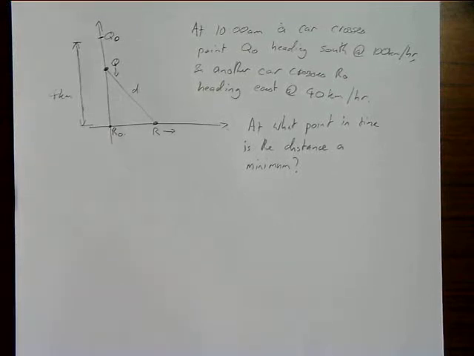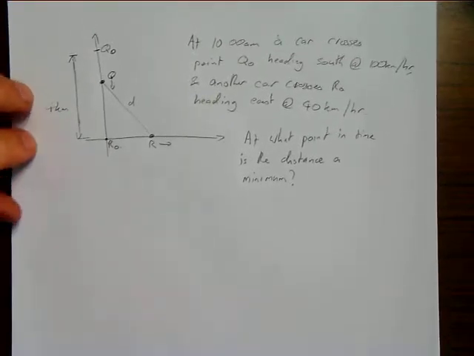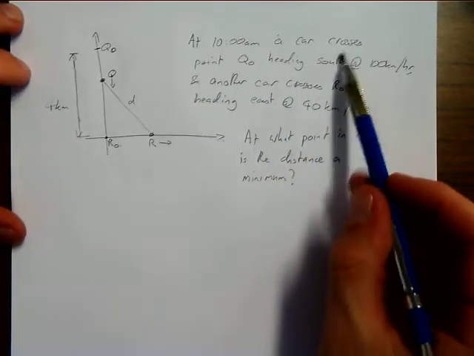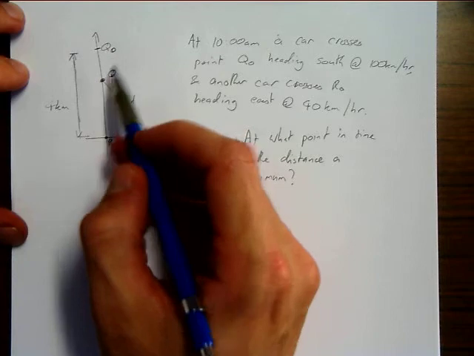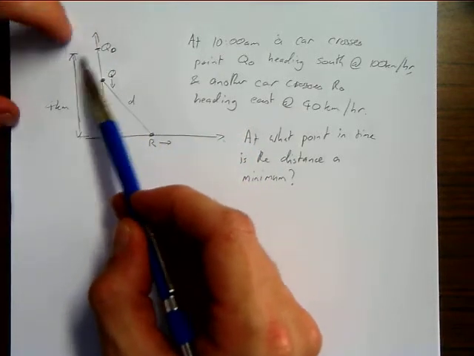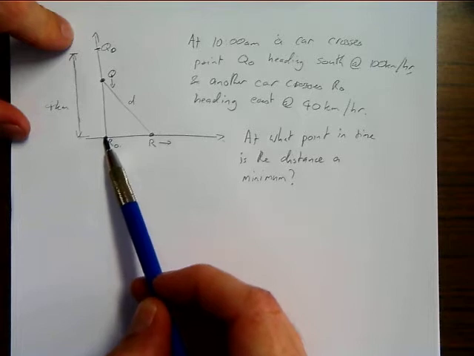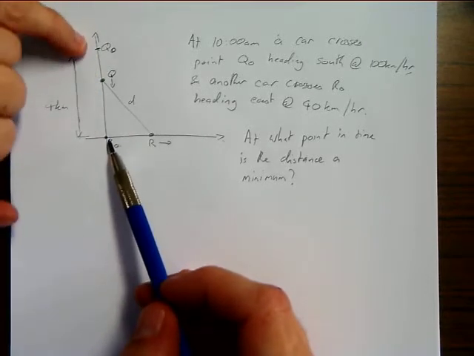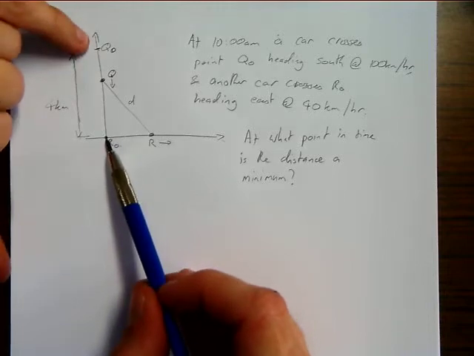Okay, so we're going to look at this optimization question. So at 10 o'clock we have a car crossing point Q0. So this car here starts up here at Q0, which is 4 kilometres from this point down here. So it's travelling south. And at 10 a.m., so that's when time equals 0, another car is here.